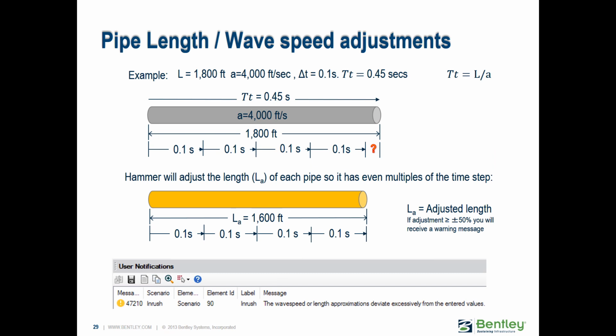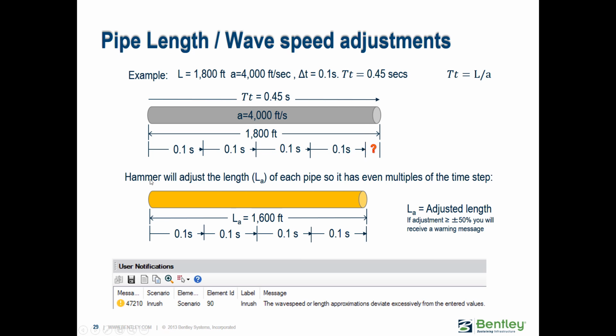So if we have a pipe that's say 1,800 feet long, wave speed is 4,000 feet per second, time step is 0.1 seconds. Then within 0.1 seconds, within one time step, this is where the wave travels. And the next 0.1, this is where it travels, and the next one, and the next one. But that last one does not coincide with the very end of the pipe. So we can't calculate a result there.